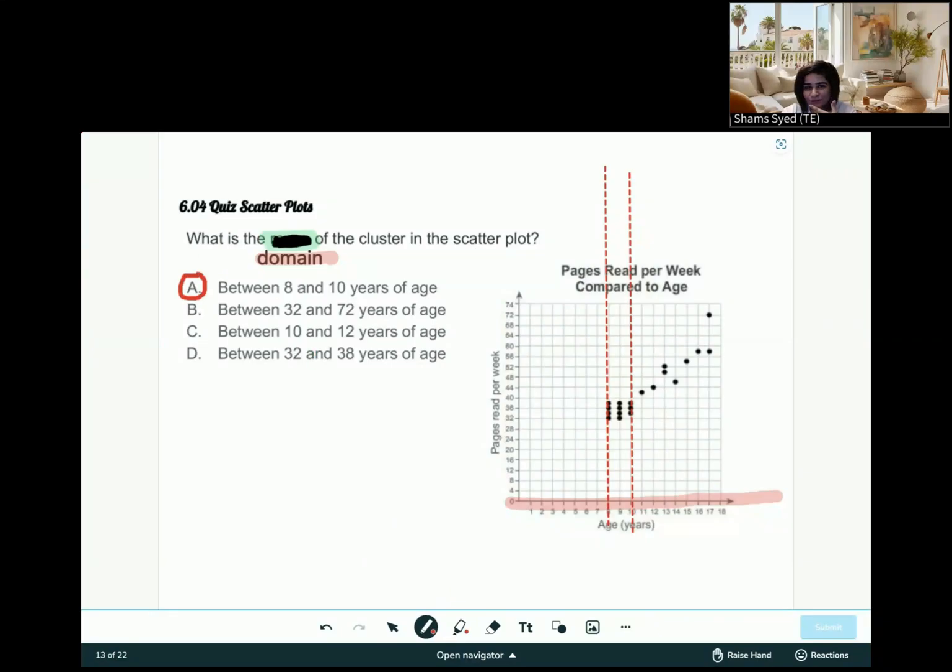I'm going to talk about associations right after this one, right? This is domain. And next year, when you're in the algebra class, the teacher will talk more about range and domain. But in simple terms, domain are X values and range are Y values.